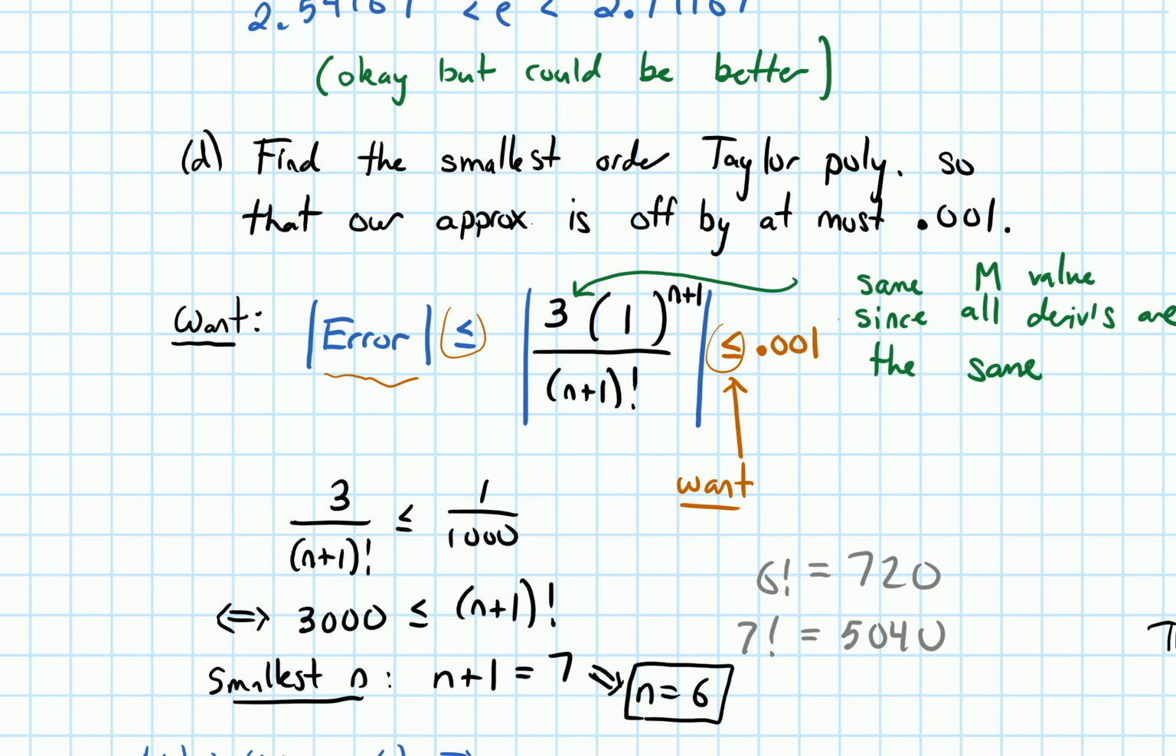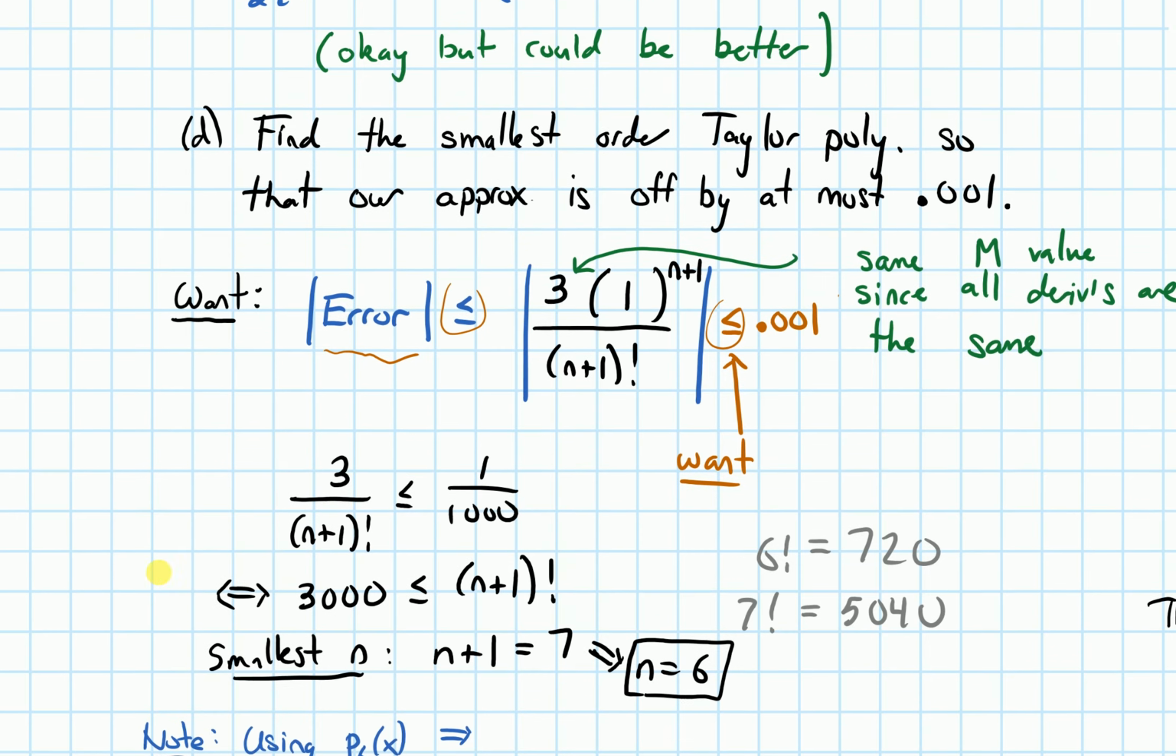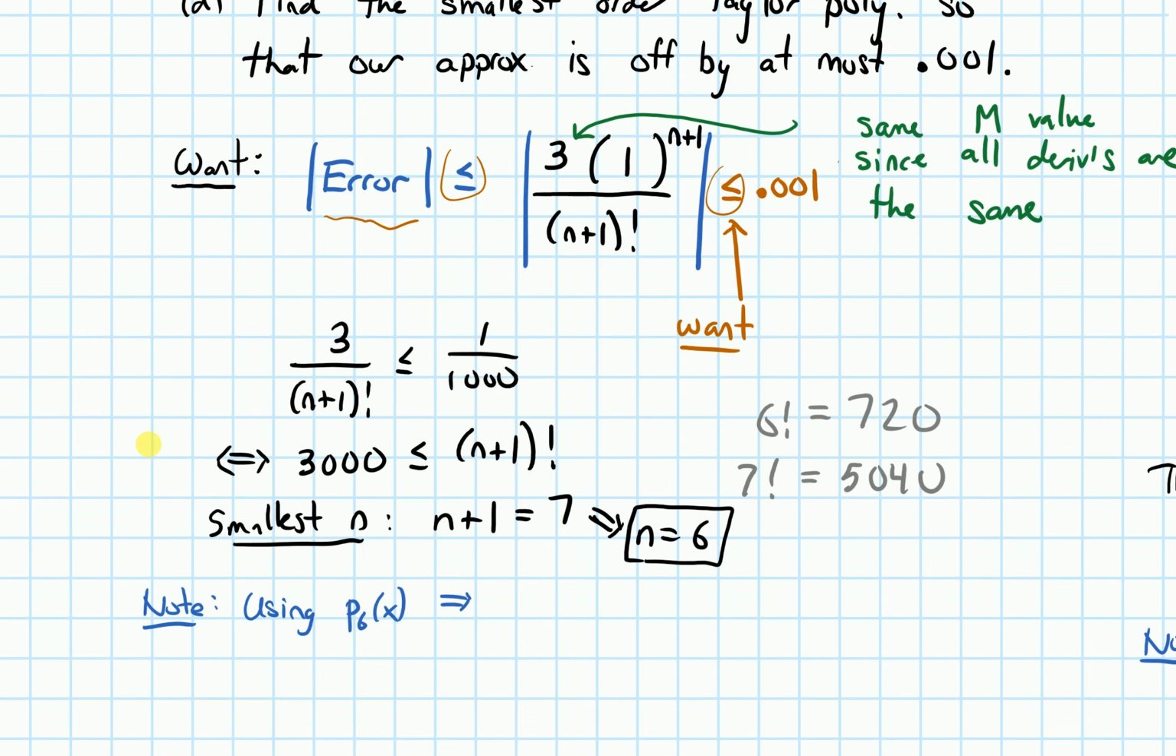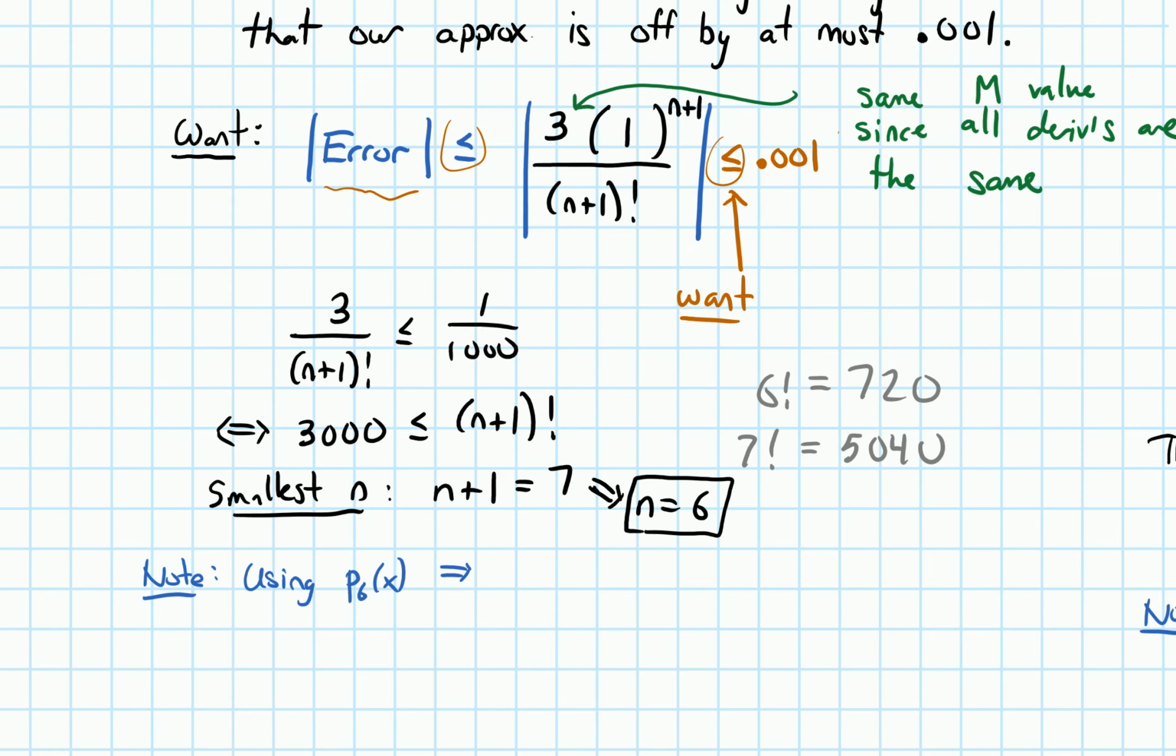That's the smallest order we could take, 6th order, so that our approximation would just be off by at most 0.001. Okay, so I want to end this video by getting a feel for how good this actually is. So if we use the 6th order polynomial, and we plug in x equals 1, we would end up getting 1 plus 1 over 1 factorial plus 1 over 2 factorial plus, and I would keep going like that until I get to the 6th order term, so 1 over 6 factorial. The numerators are 1 because I've plugged in 1 for x.